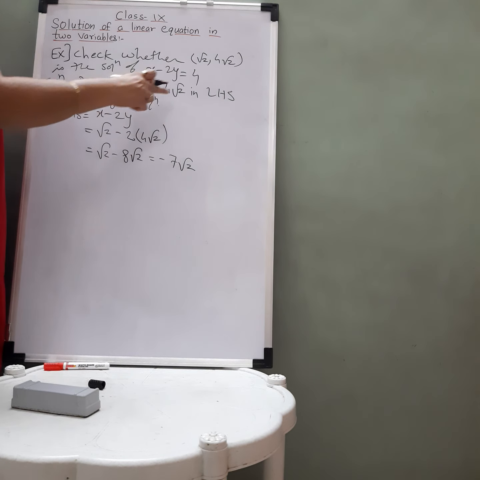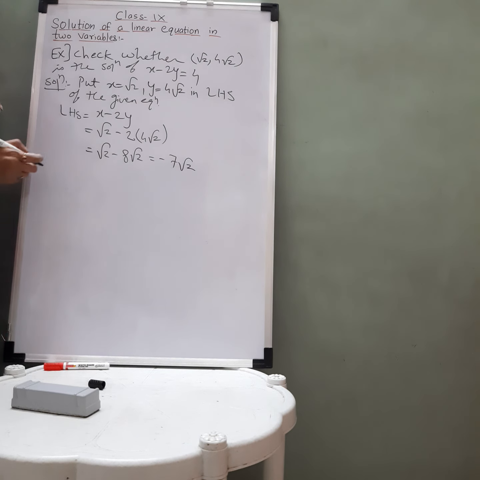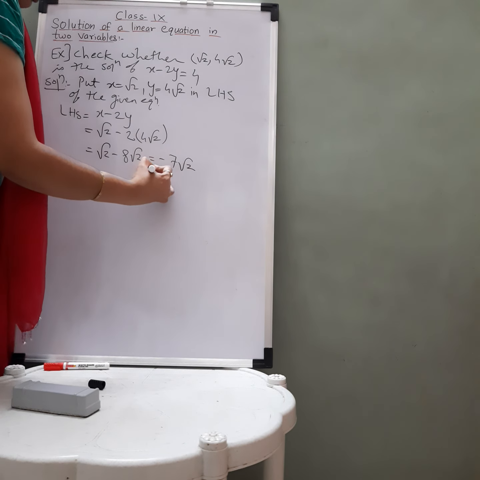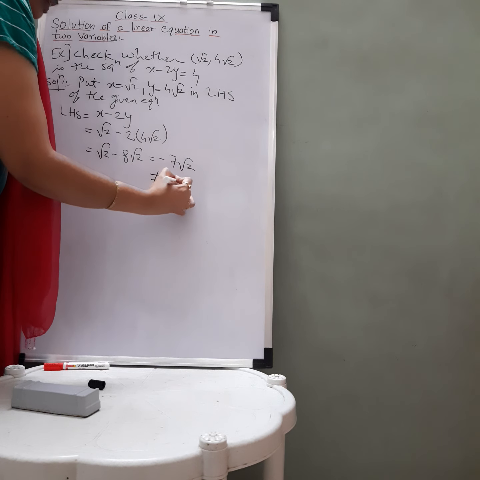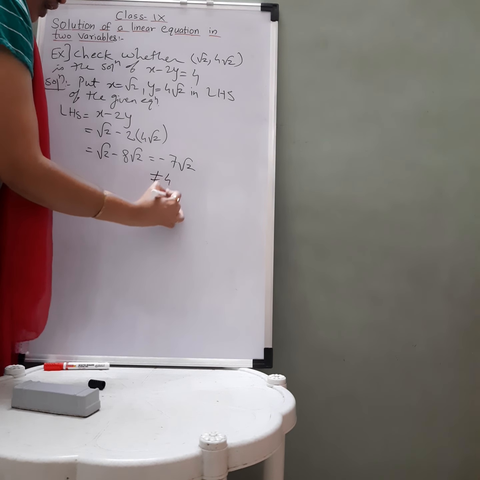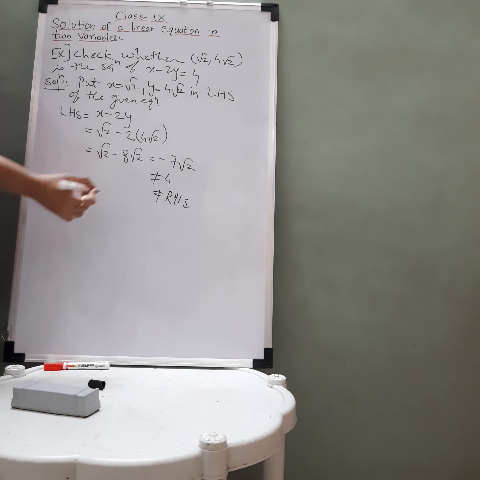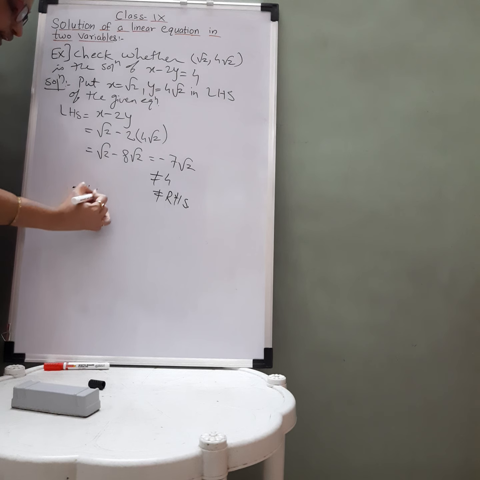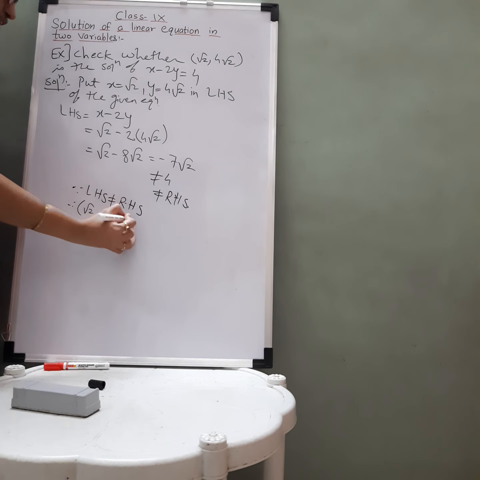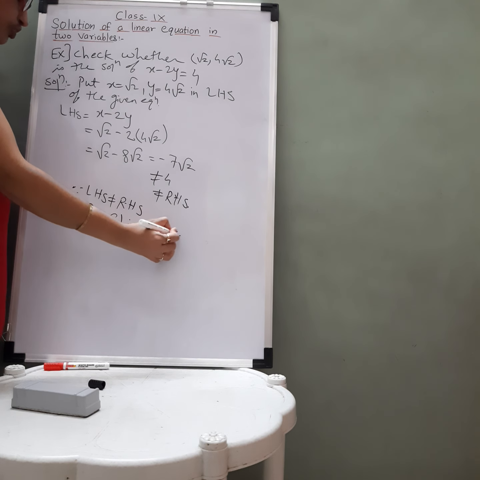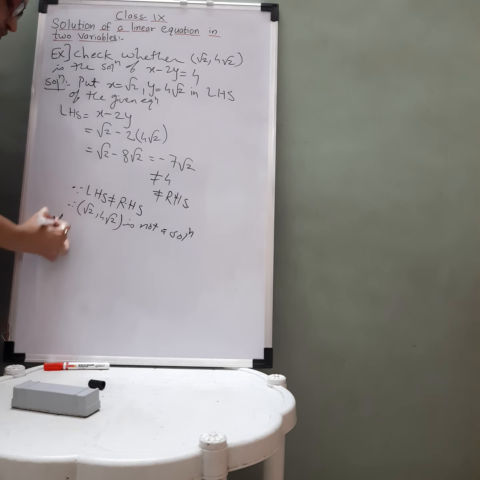But in RHS it is equal to 4 is given, so it is not equal to 4. This implies not equal to RHS. Therefore, we can say that since LHS is not equal to RHS, therefore root 2, 4 root 2 is not a solution of the given equation.